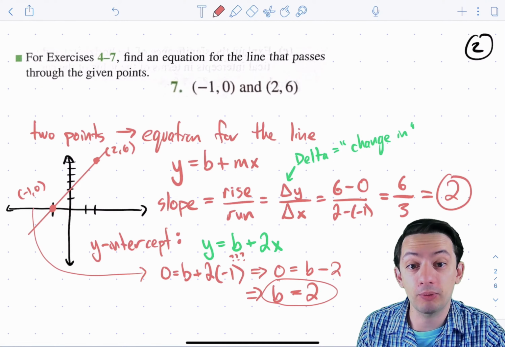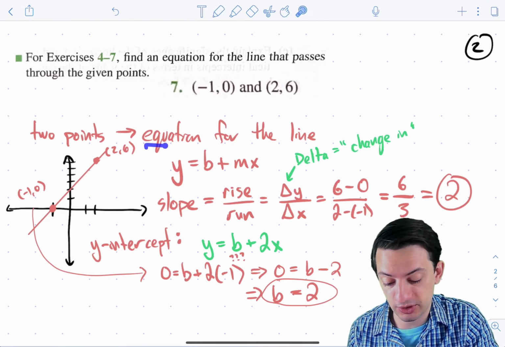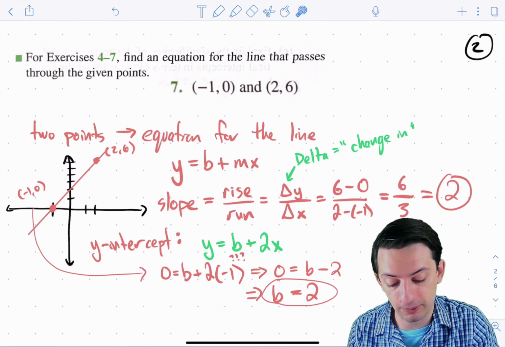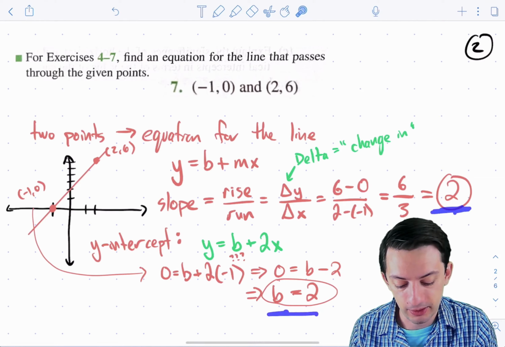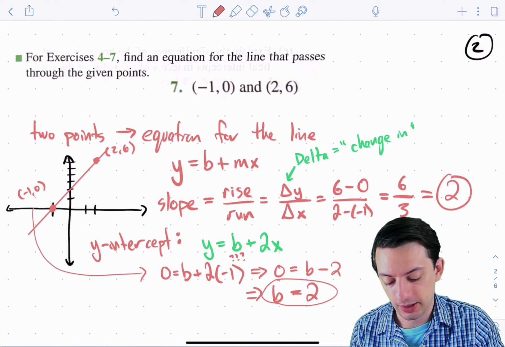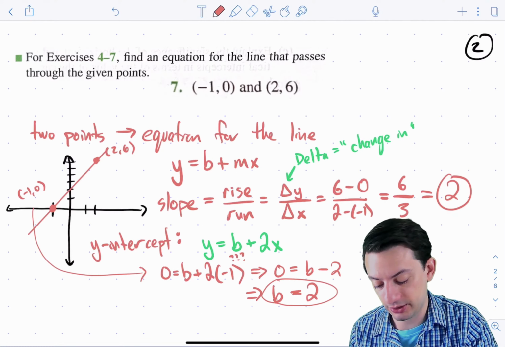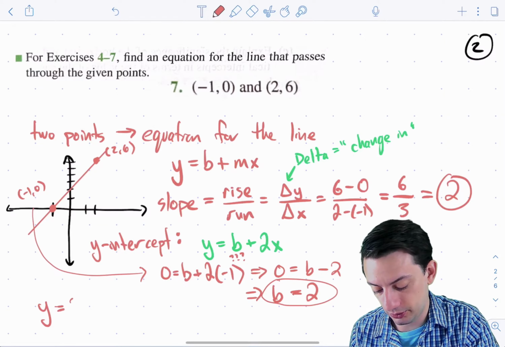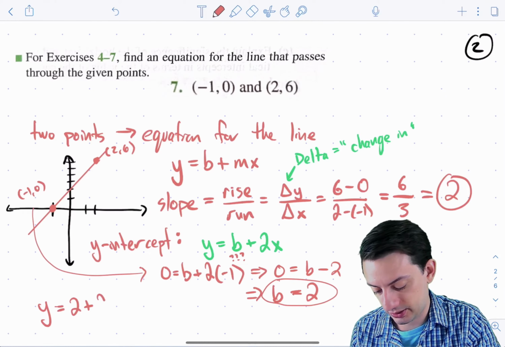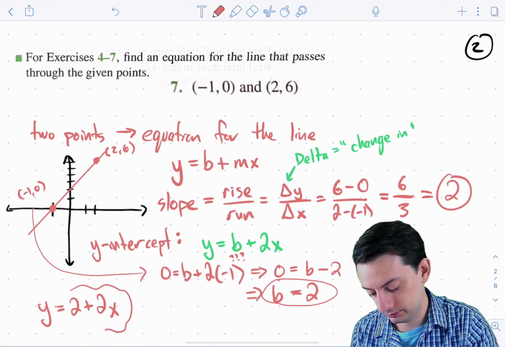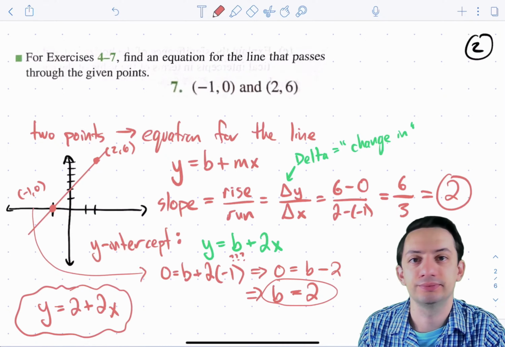Now, to finish the problem, we have to actually do what it says to do, which is find the equation for the line. But we have all the parts. We have the slope, that's our m. We have our y-intercept, that's our b. And so we're ready to write our final answer, which is y equals 2 plus 2x. And this is our final answer.